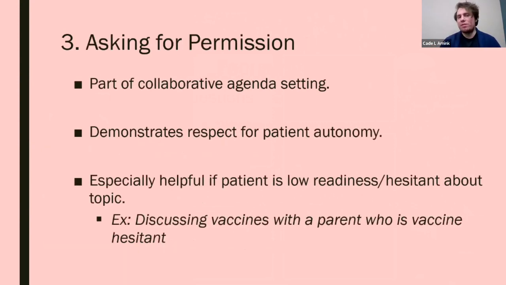Another tool is we can ask for permission. Again, this is part of collaborative agenda setting. It demonstrates respect for patient autonomy. These are especially helpful if the patient is low readiness or hesitant about a topic, for example, discussing vaccines with a parent who is vaccine hesitant. When is it appropriate to ask for permission? Because it's optional to discuss, you can still be collaborative. In this process we're acknowledging their autonomy, preferences, and thoughts about the topic.